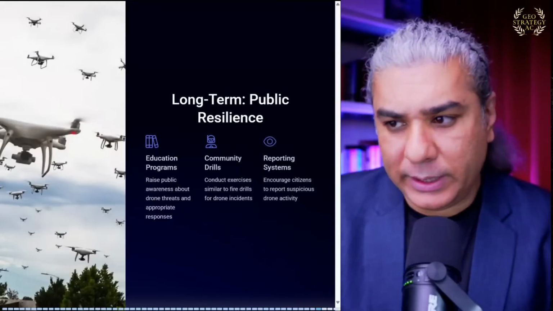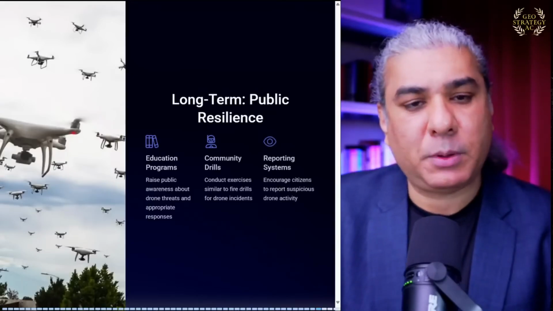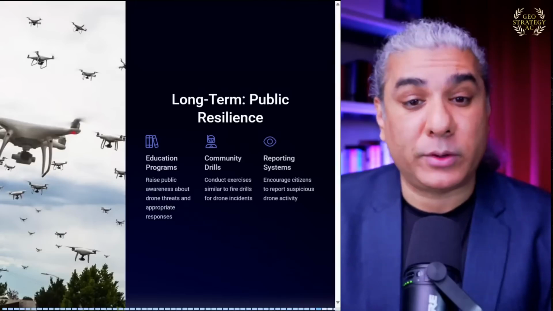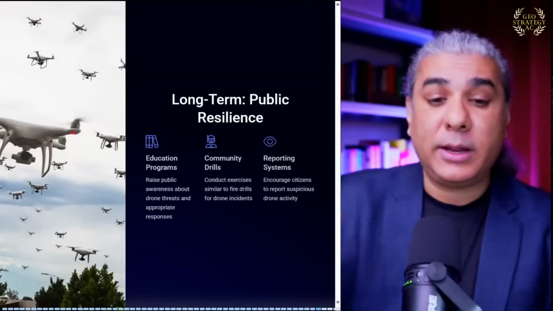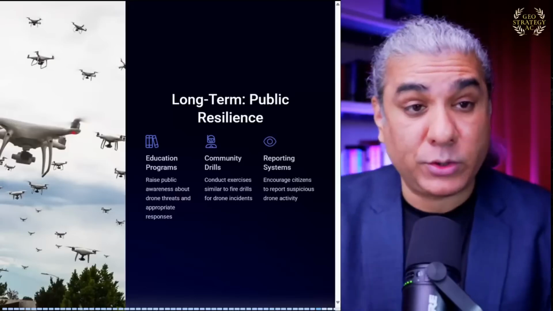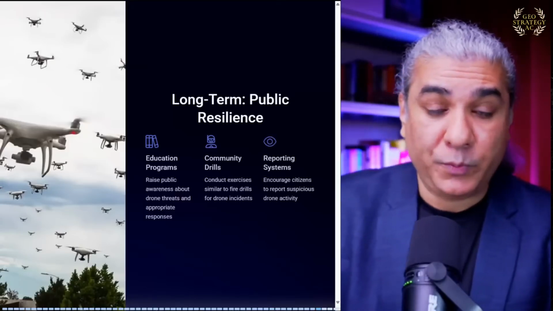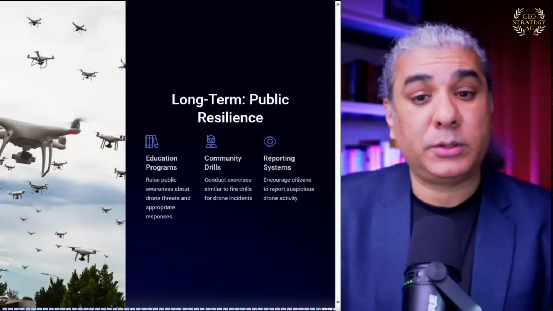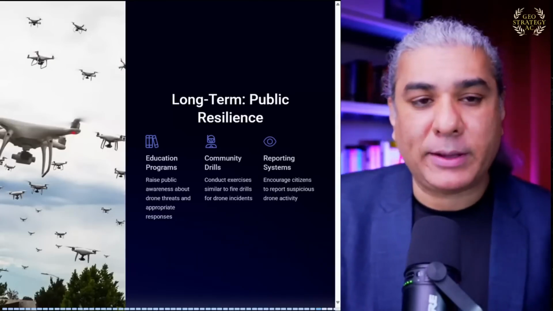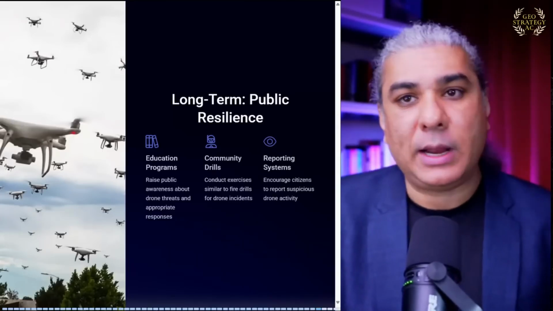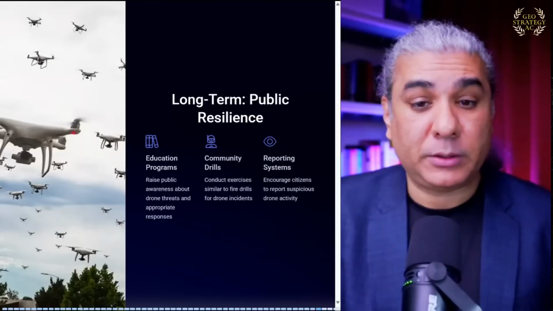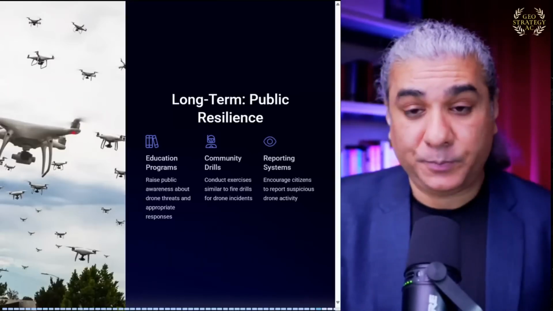Public resilience. We need to raise public awareness about drone threats and what the appropriate responses are. We can conduct community drills, exercises similar to fire drills for potential drone incidents. And we need to encourage our citizens to report suspicious drone activity. In the past, it used to be like, if you see an unclaimed bag somewhere, report it to the cops. Now it's going to be, if you see a drone anywhere, report it immediately to the authorities. But that needs to be ingrained in us.